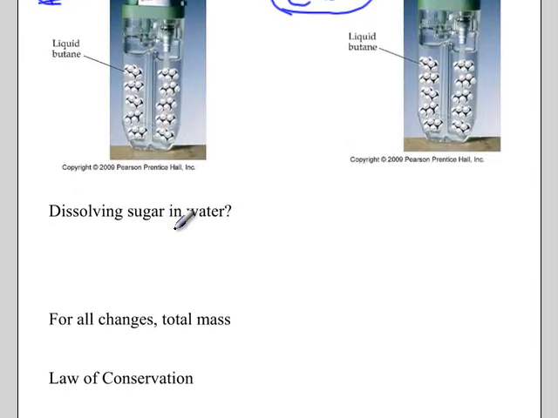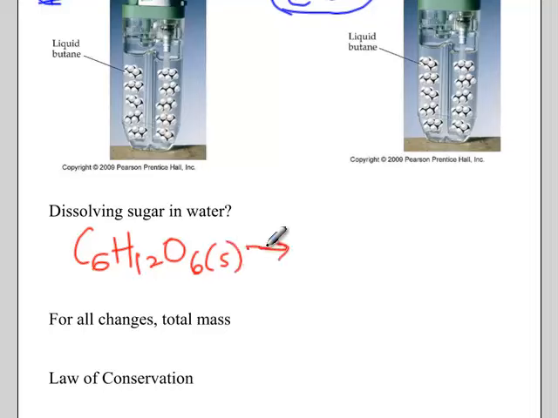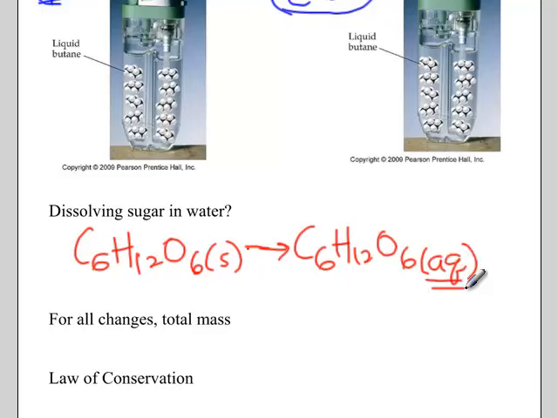Another example, what if we dissolve sugar in water? Sugar, remember, is C6H12O6, and it starts off in the solid state. If we dissolve it, we'll make a solution of the same substance. Dissolve in water means it's an aqueous solution, so we write that as AQ. It's the same substance before and after. It's a change in appearance, so it's a physical change.